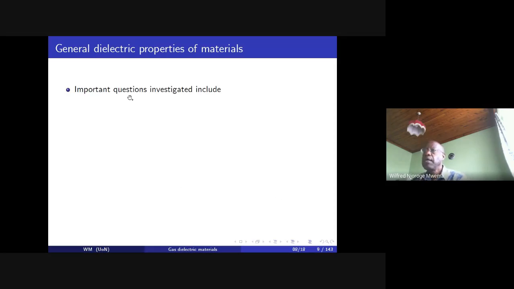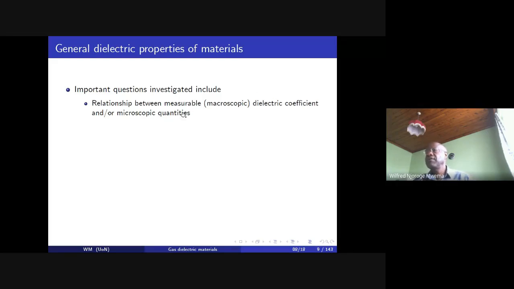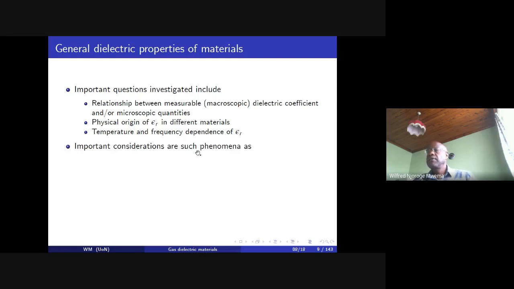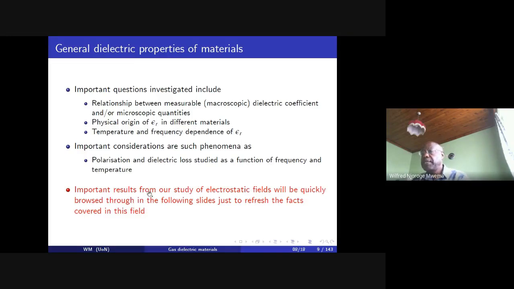So important questions that are investigated in this study will include the relationship between the measurable or macroscopic electrical coefficient and the microscopic quantities. And two, the physical origin of epsilon R in the different materials, and the temperature and frequency dependence of epsilon R. So important considerations are such phenomena as polarization and dielectric loss studied as a function of frequency and of temperature.